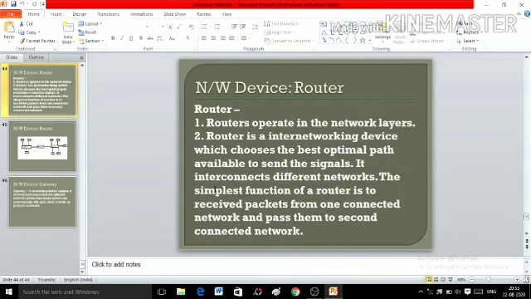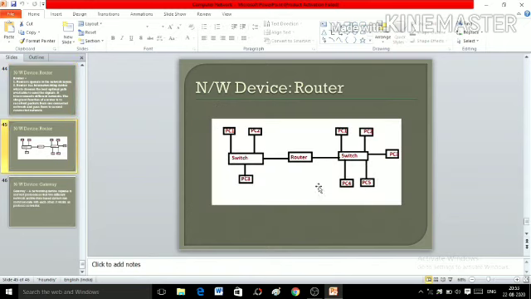After that, there is another networking device which is the router. A router is an inter-networking device. What do we mean by an inter-networking device? It means it provides a communication facility between two different networks. Routers always work between two or more different networks. In the same type of network, you can't use routers. In that case, you have to use switches.